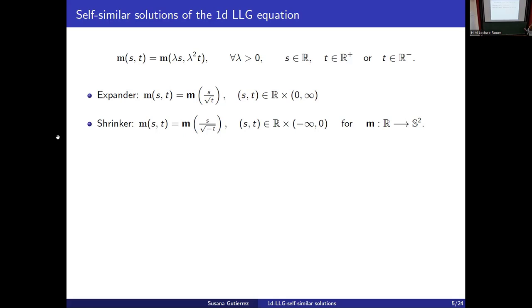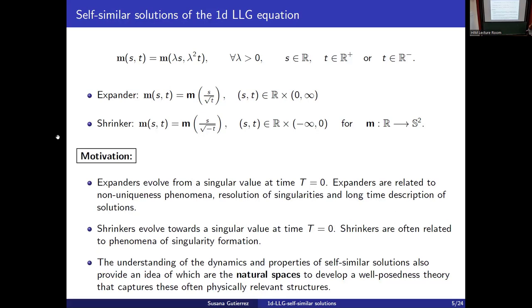When alpha is zero, expanders equal shrinkers. Okay, why do we care about these things? Expanders evolve from the origin at the value of time equal to zero, and usually are related to non-uniqueness phenomena, the resolution of singularities, and long-time description of solutions. Shrinkers evolve towards the singularity at time t equals zero, and are often related to phenomena of singularity formation.